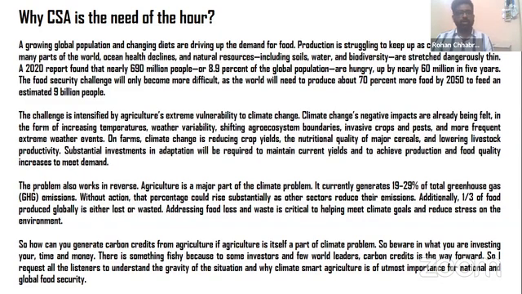Now the food security challenge will become more difficult as the world will need more food, about 70% more food by 2050 to feed an estimated 9 billion people. The challenge is intensified by agriculture's extreme vulnerability to climate change.